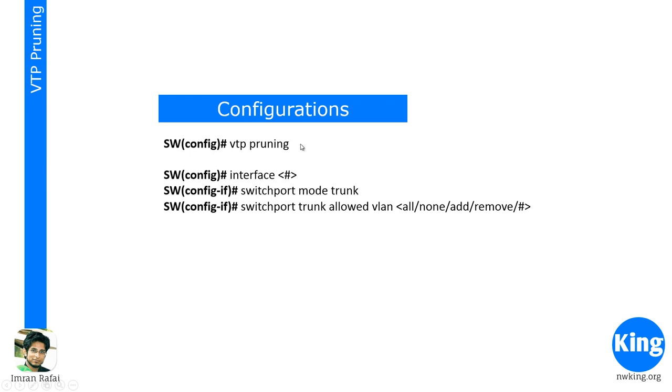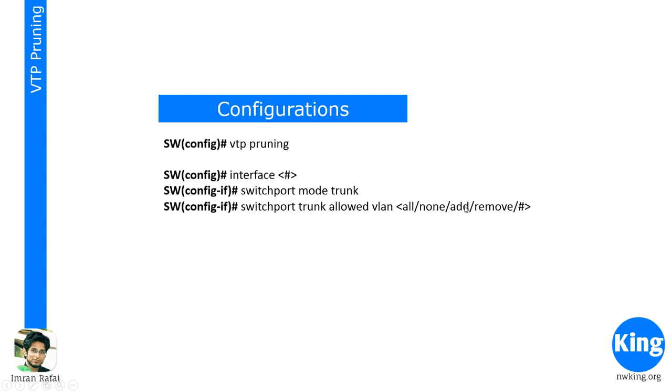But if you want to manually allow VLANs, you can go into switchport mode trunk, so whichever is your trunk interface, right? You can go into that interface and then say switchport trunk allowed vlan. You can use the keyword all. When you say all, that means every VLAN is allowed. When you say none, that means no VLAN traffic is allowed.